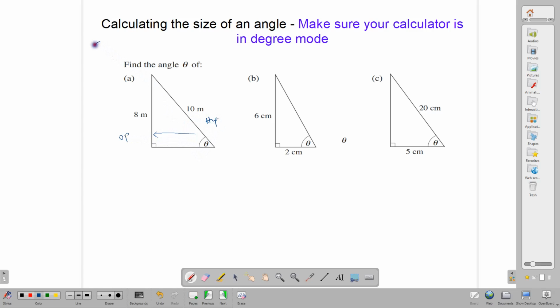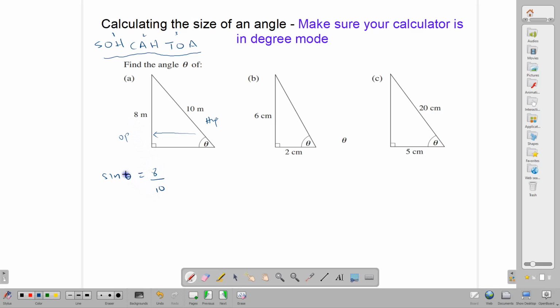Let me write it down. Sine of angle is opposite over hypotenuse. Cosine of angle is adjacent over hypotenuse. And tangent of angle is opposite over adjacent. All right. So we have those three ratios. Which ratio has opposite and hypotenuse? That is sine. So we say the sine of the angle theta is equal to 8 divided by 10.